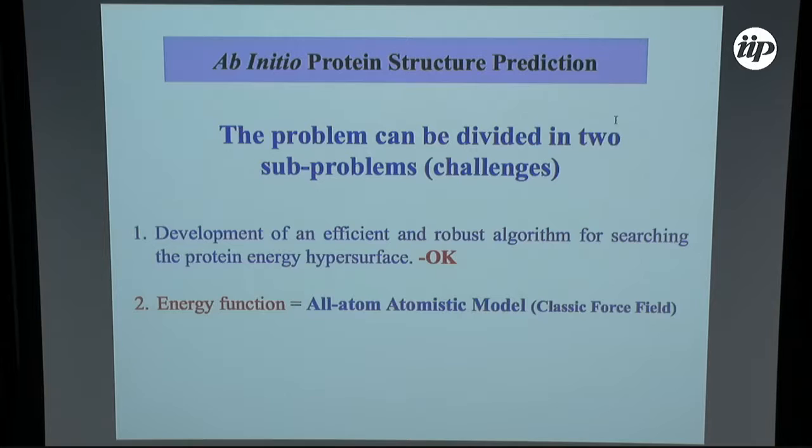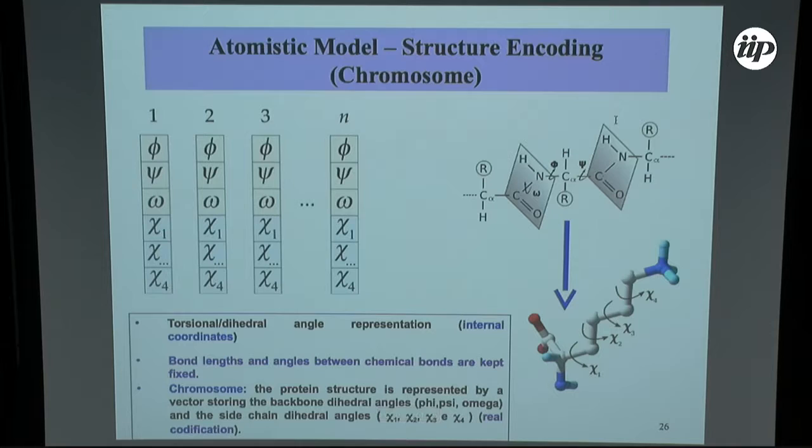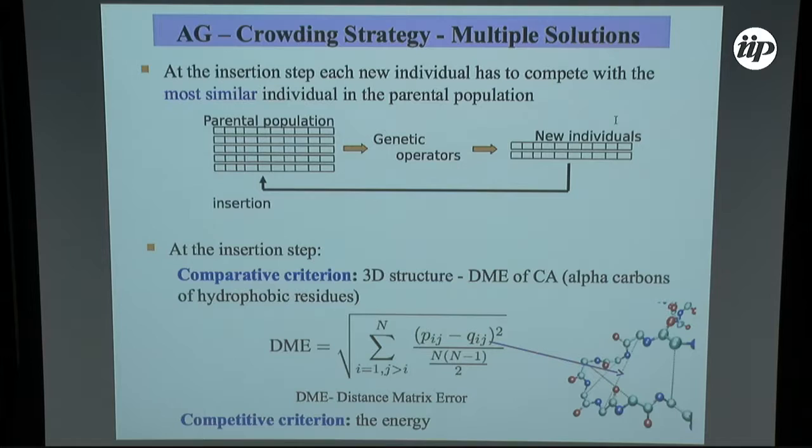And after that, we considered that the algorithm was very good, and we tried to construct the energy functions for the atomic model. We started with an atom force field using the GROMOS classical force field and a solvation term. The chromosome is the phi, psi and omega dihedrals from the backbone and the chi angles from the side chains. And we use the same approach of the HP model, where the insertion criterion now is the distance matrix error between the alpha carbons of the hydrophobic residues of the sequence.